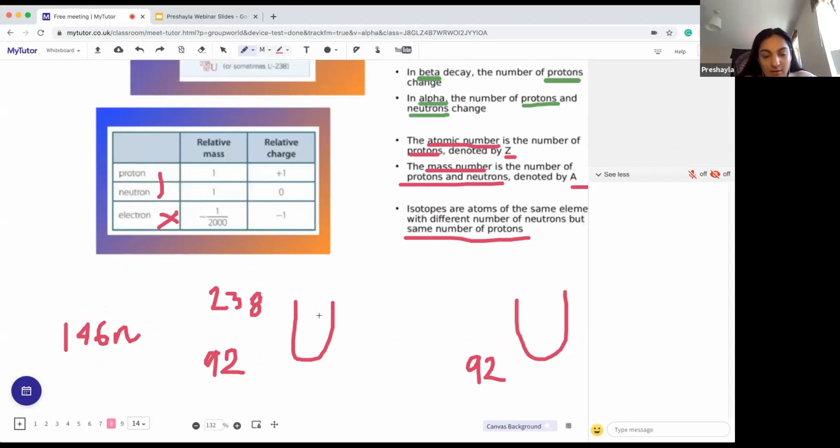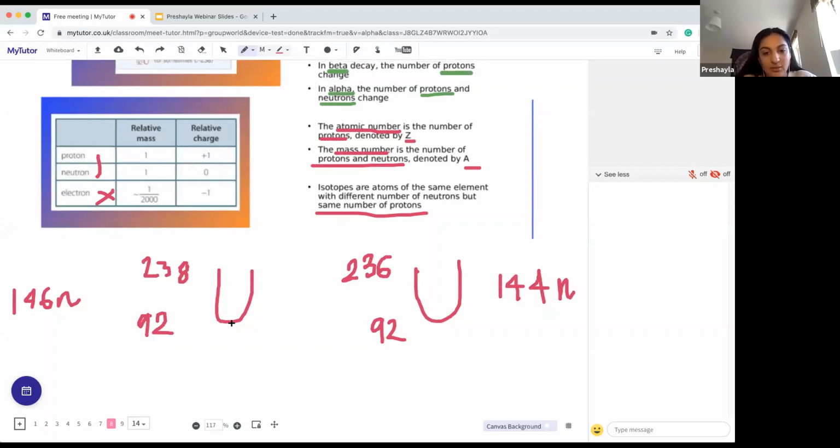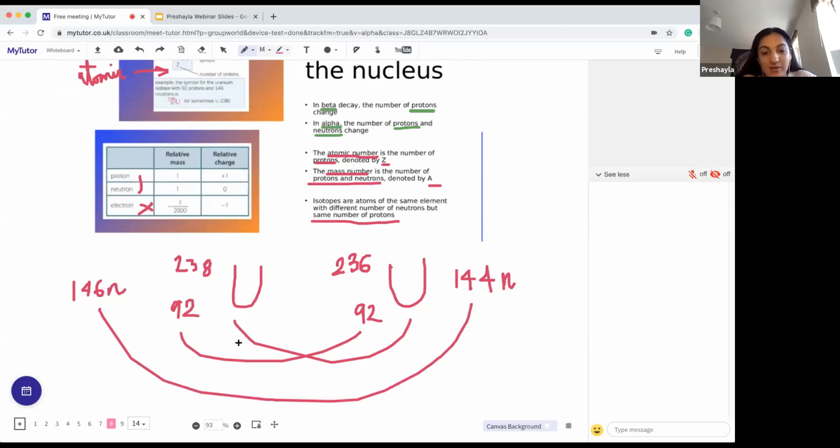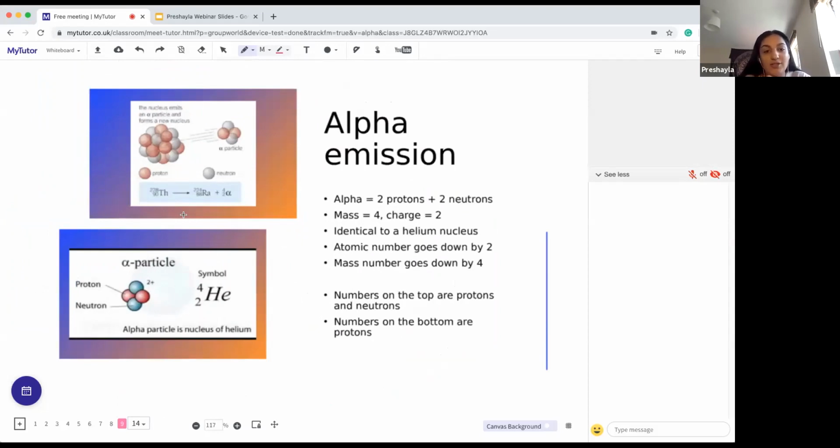But our isotope has a different number of neutrons. So our isotope might have 144 neutrons. And because it has a different number of neutrons, our mass number will be different. Our mass number will be 236. So you can see that we have the same element, the same number of protons, but a different number of neutrons, and because of that our mass numbers are different. So we say that this element on the right is an isotope of uranium. This is the normal uranium, but this is an isotope of it. So remember the definition for an isotope is the same number of protons, different number of neutrons.